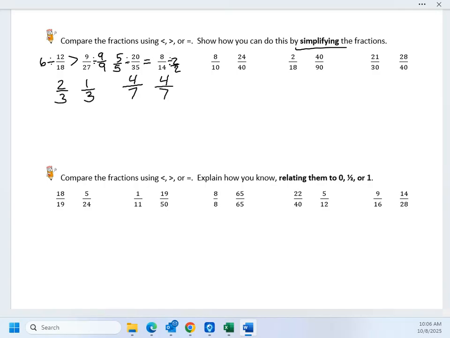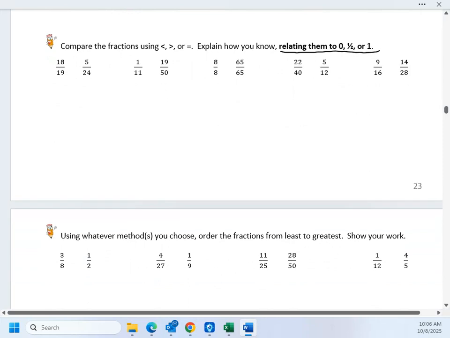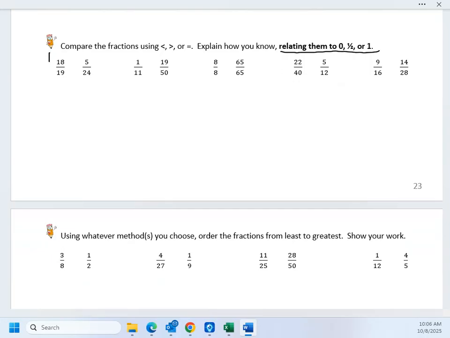All right, next section. This time we're comparing the fractions using less than, greater than, or equal to. Same thing, same symbols, but we are going to relate them to that 0, half, or 1 like we did in our last objective. So let's look at that. 18/19ths, would that be close to 0, a half, or 1? 18/19ths, Moses? It's close to 1 whole, right? 19/19 would be 1.